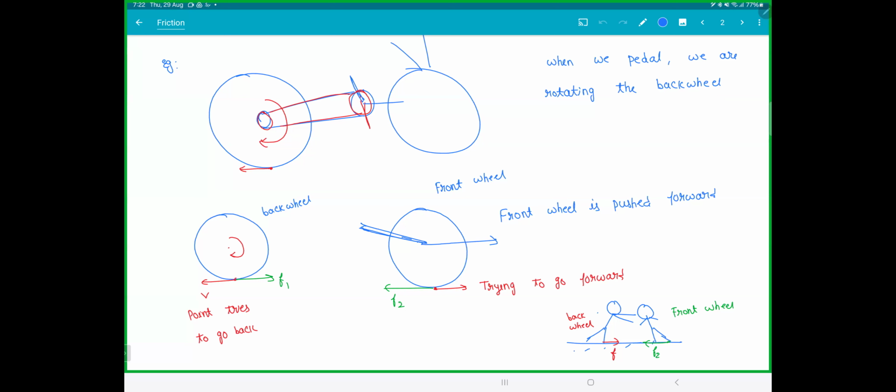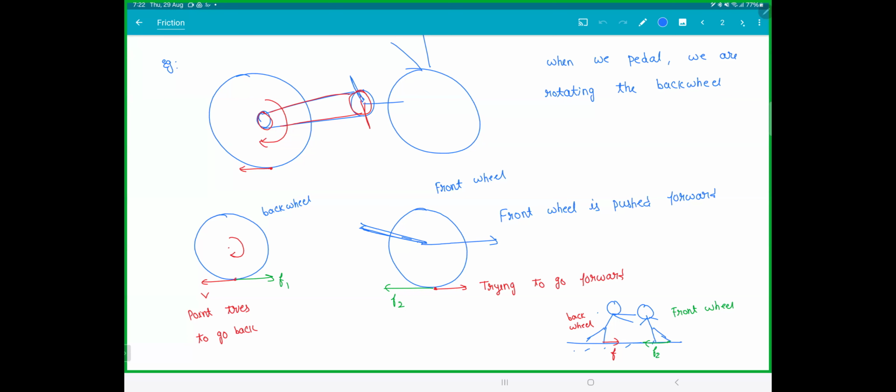It is friction. It is not a human force. It is not a muscle force. It is not leg force. There's nothing like that. The reason why a car goes on a road is because of friction. The reason why the cycle goes on a road is because of friction. Clear with this? Great. The first thing.